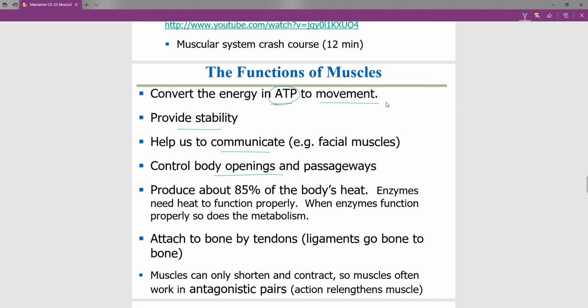Other key things about your muscles is that they provide about 85% of the heat of your body. You're an endothermic organism, which means that your body requires homeostasis and it requires a specific target set body temperature. And you need it because it's the optimal conditions for the enzymes in your body. And when enzymes function properly, so does your metabolism. So it's a key function of your muscles because it's not just movement that ATP is being converted into, but also heat. And so that key process is important in our bodies.